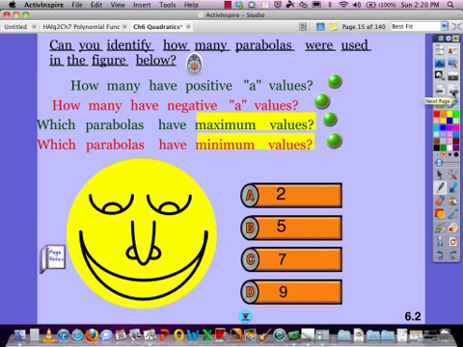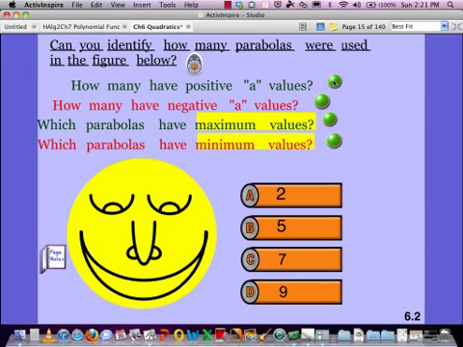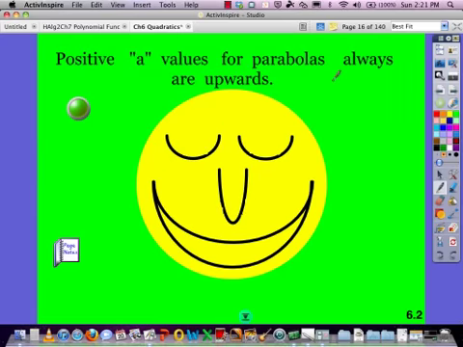All right, here we go. Can you figure out how many parabolas were used in the figure below? So we got our smiley guy there. How many have positive A values? Based on that discovery we just made, how many would you say have positive A values? 2, 5, 7, or 9? And you'll have your answer. Positive A values, 1, 2, 3, 4, 5 of them. They always have parabolas that open up.